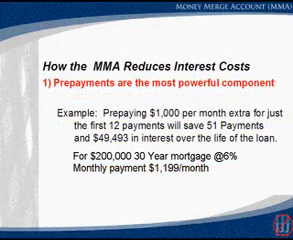The most powerful component of the money management account system is simply using your discretionary income or your free cash flow to prepay your mortgage. For example, prepaying $1,000 a month for just the first 12 months of the loan will save 51 payments, or over $49,000 of interest costs over the life of the loan.